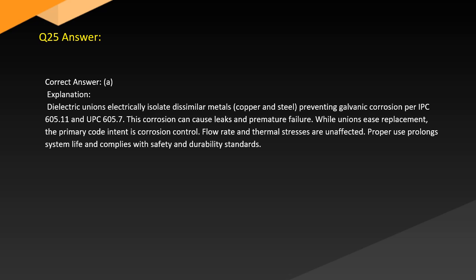Answer. Correct answer: A. Explanation. Dielectric unions electrically isolate dissimilar metals, copper and steel, preventing galvanic corrosion per IC 605.11 and IC 605.7. This corrosion can cause leaks and premature failure. While unions ease replacement, the primary code intent is corrosion control. Flow rate and thermal stresses are unaffected. Proper use prolongs system life and complies with safety and durability standards.